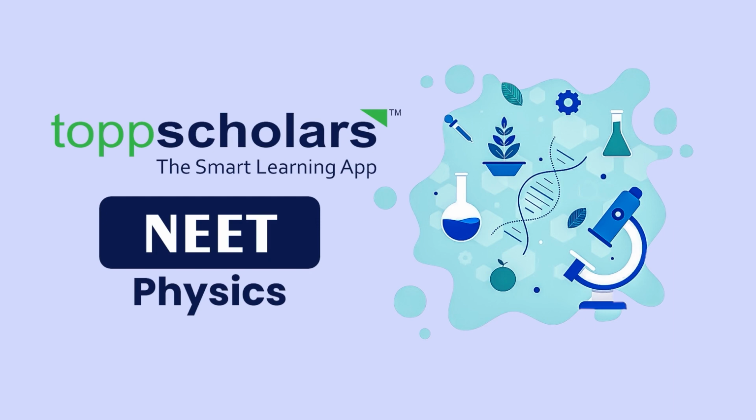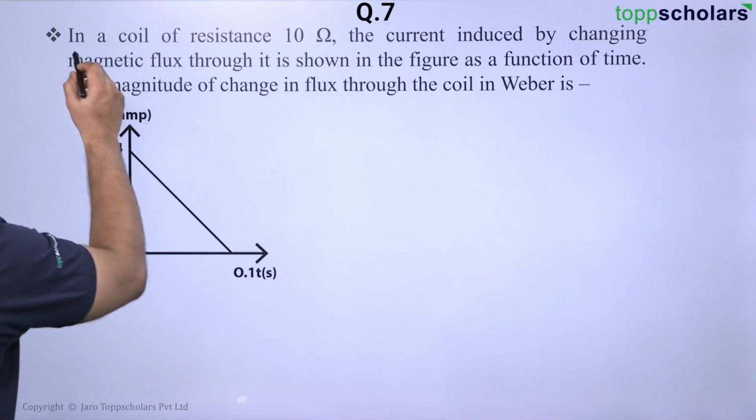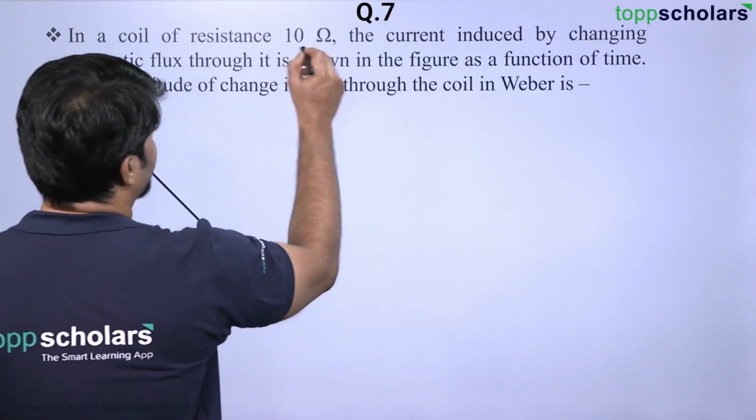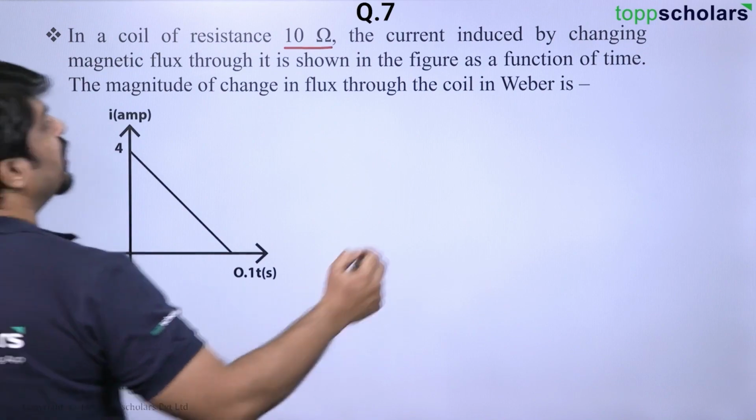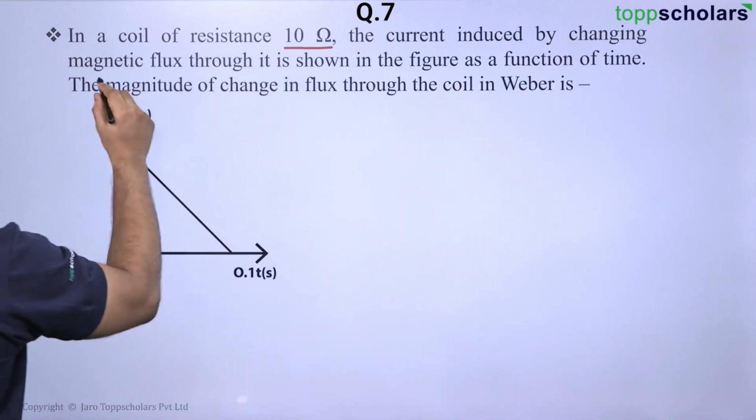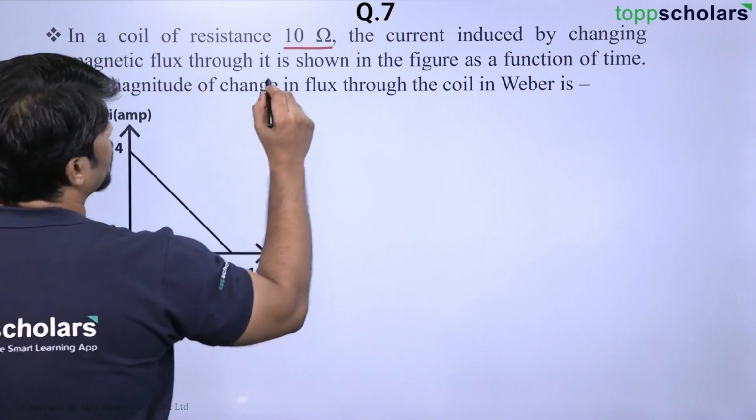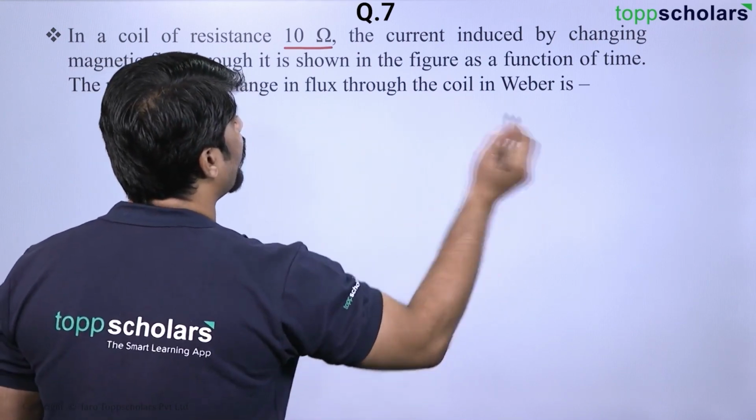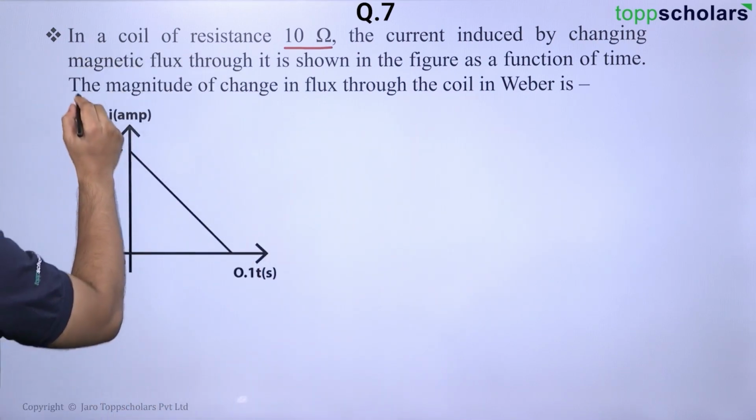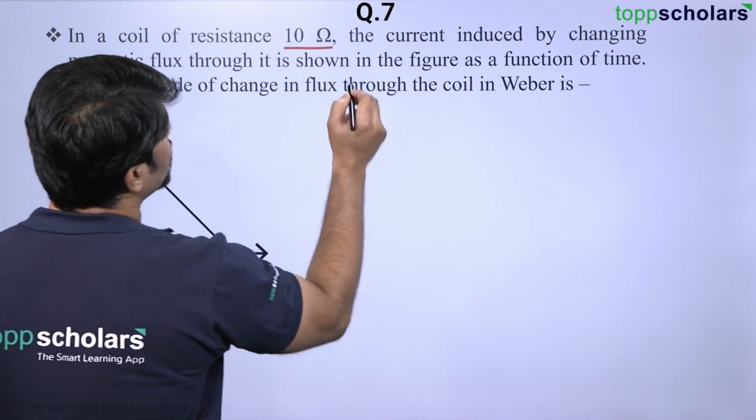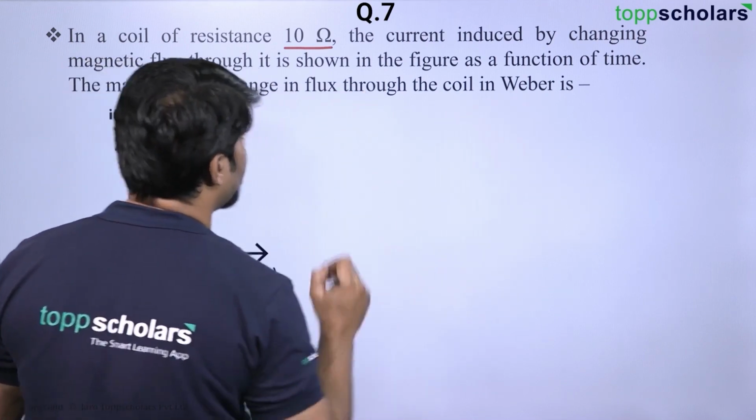Today in this lecture, we are going to see the mock test analysis for physics. In a coil of resistance 10 ohm, the current induced by changing magnetic flux through it is shown in the figure as a function of time. The magnitude of change in flux through the coil in Weber is what?